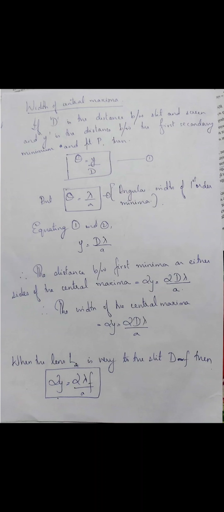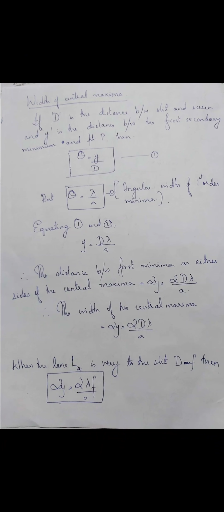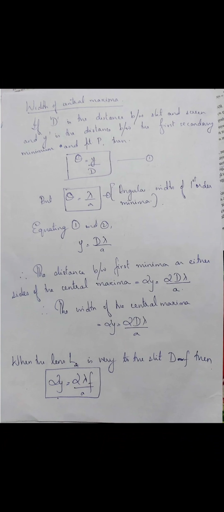Now with this information in hand, I am going to find out the width of the secondary maxima. So we can consider this figure. Okay, so here see, P is my midpoint. P is the point corresponding to the central maxima, and P dash and P double dash are the first minima on either side, so that PP dash gives me y, and P double dash also gives me y. It is the width of the secondary maxima to either side.